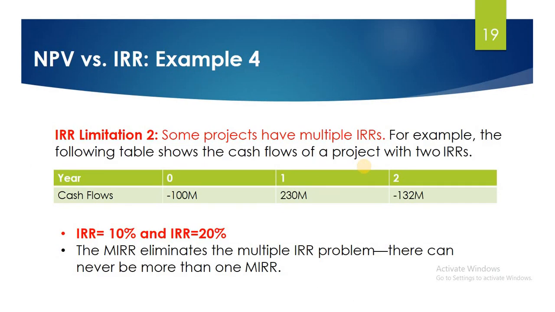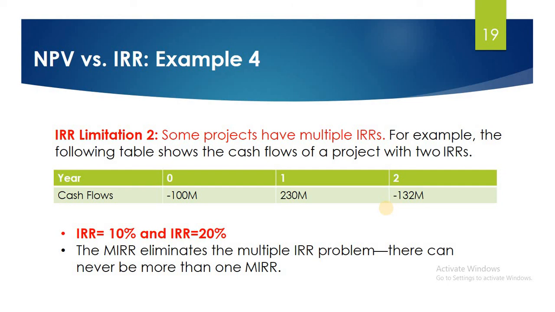Now let's look at another limitation of IRR. In many cases, some projects might have multiple IRR. Let's look at this example over here. The cash flow of this project is as follows. Initial investment is 100 million, which is negative. Then it will generate 230 million cash flow in year 1. And in year 2, the project will require another $132 million investment.